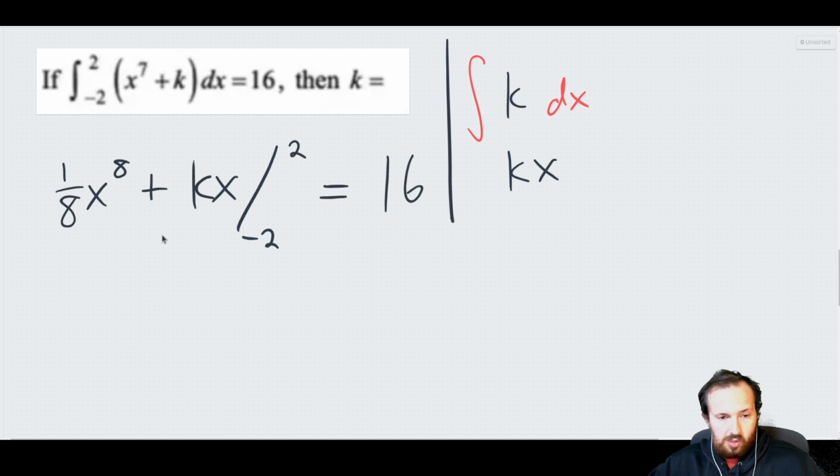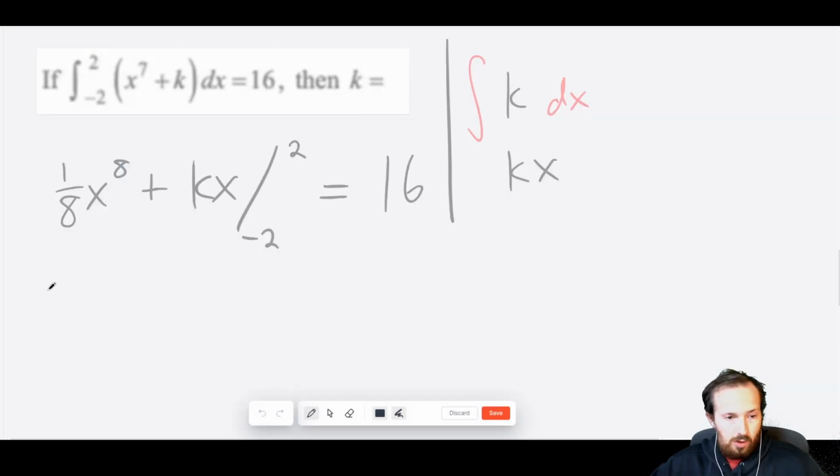So if we just solve this and set it equal to 16, we should have an equation with k in it, and then we can isolate k and solve for k by reverse engineering. So let's do that. How would this work? Remember, if we use the second fundamental theorem of calculus, we basically plug in certain values.